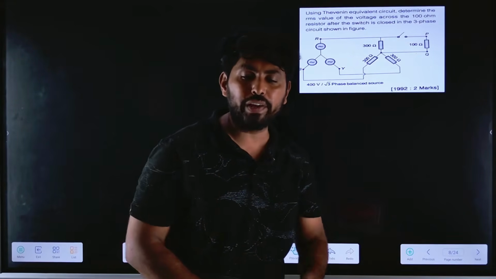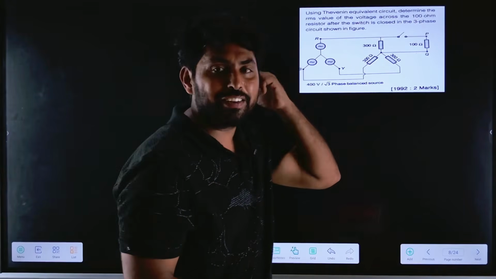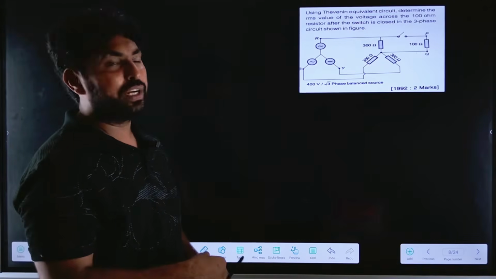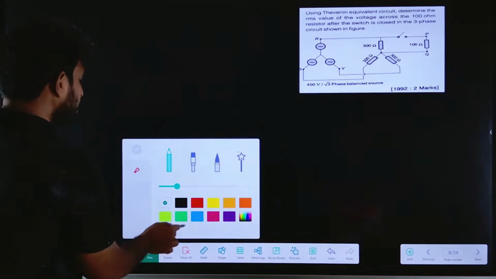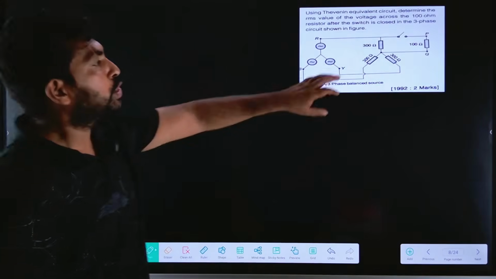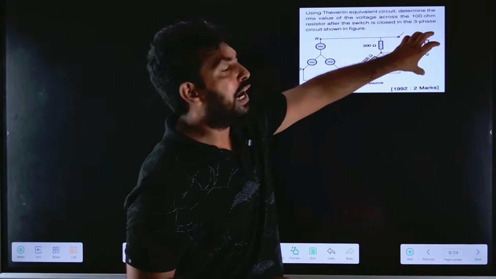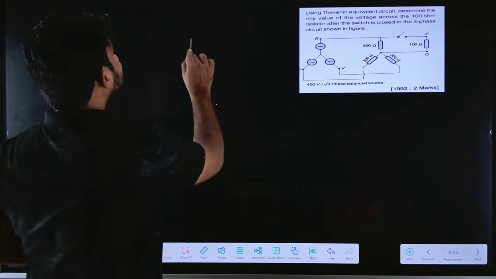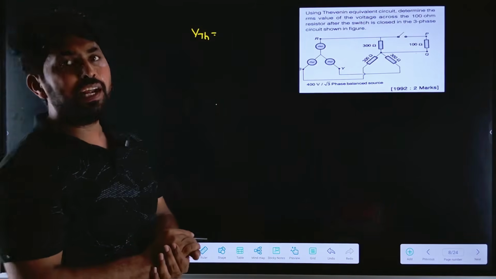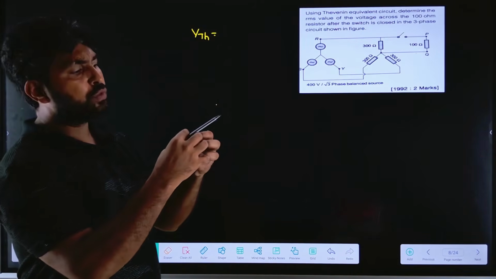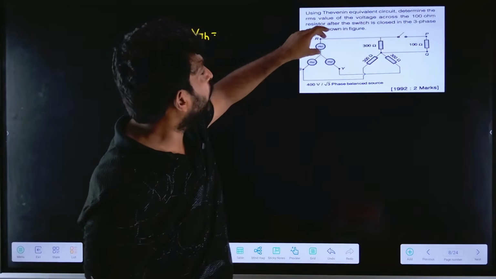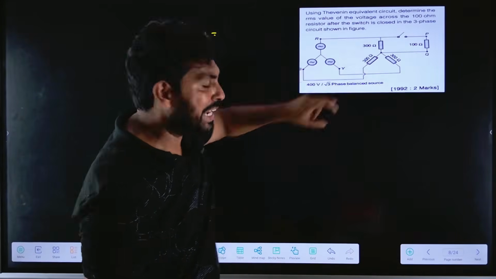So how can we find it by using Thevenin's equivalent circuit? To find the Thevenin's voltage, we need to open this one. VTH we need to find first, that is the Thevenin's voltage. That is the open circuit voltage: we open the load and find the voltage across this. So what is the voltage? VAN is directly applied across this.